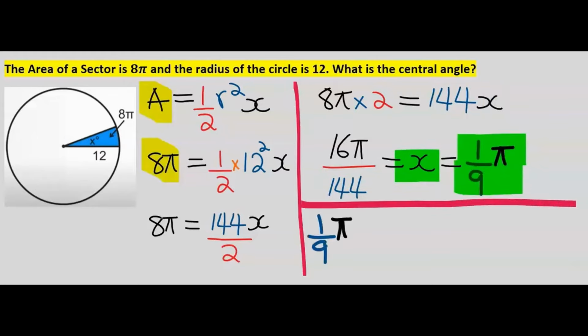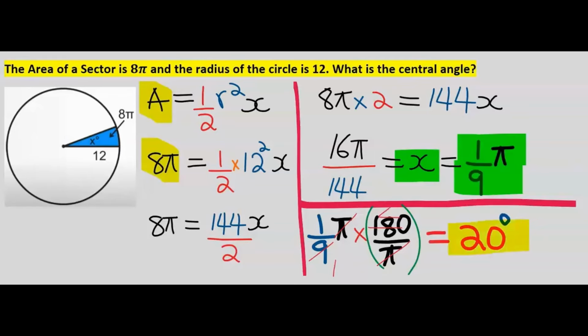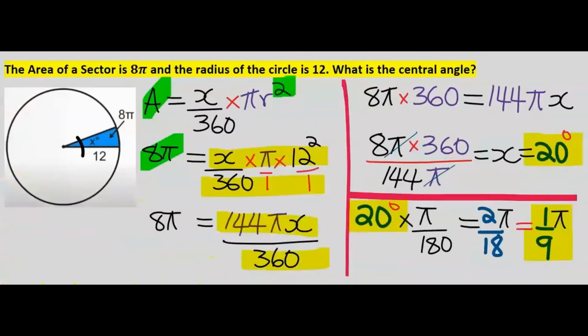How do you convert radians to degrees? You simply multiply it by 180 divided by pi. Next, pi will take away this pi. 9 here is 1 and 9 in 18 is 2, and you now have 20 degrees, which we have obtained using the radians formula. However, we got the same results using the degrees formula.